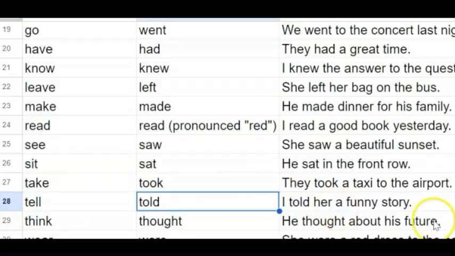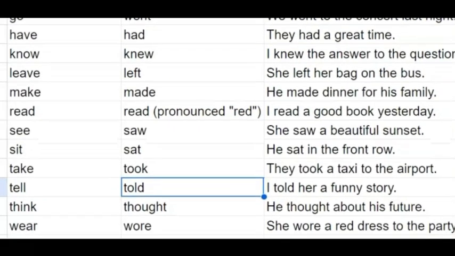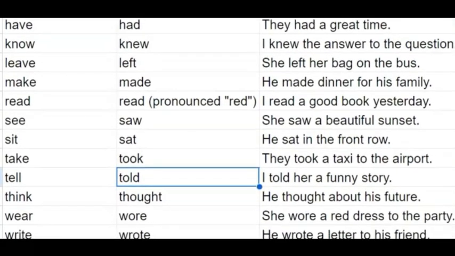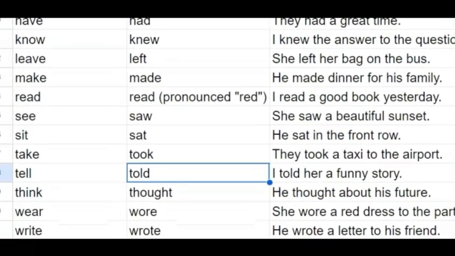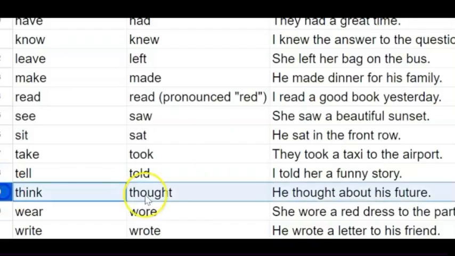Tell or told. Told past tense. I told her a funny story. He told, she told, they told, we told. A lot of these irregulars are just the same for each person. I'm going to scroll down just here in a little bit.